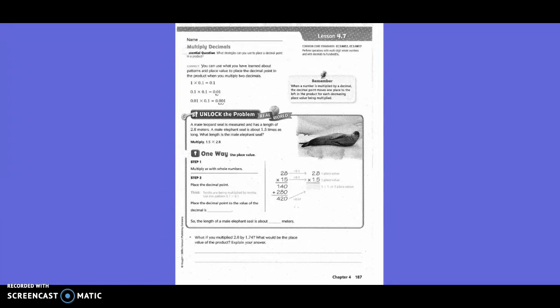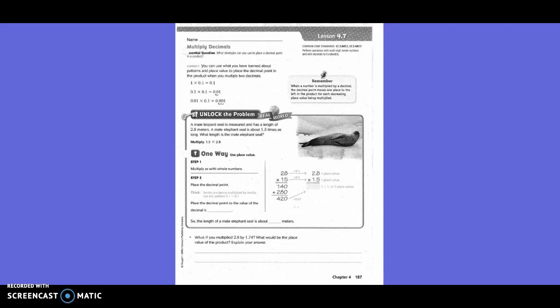A male leopard seal is measured and has a length of 2 8/10 meters. A male elephant seal is 1 5/10 times as long. What length is the male elephant seal? So basically they are multiplying these now as 28 and 15. They took the decimals out. Okay? So they said 5 times 8 was 40, so they put a 0, carried the 4. 5 times 2 is 10 plus 4 was 14. And then, of course, they did their next level, and then they added it all together.